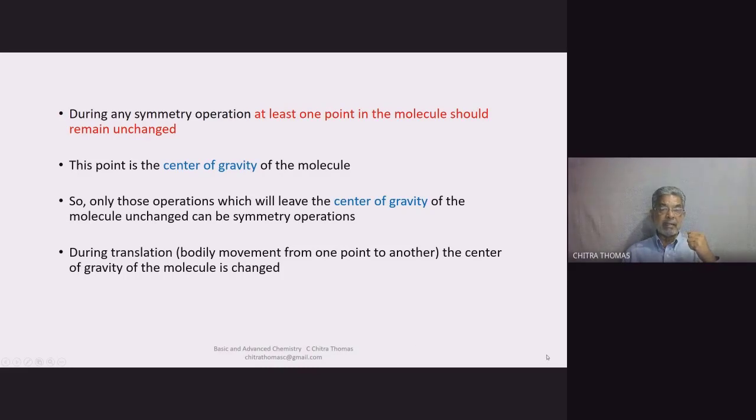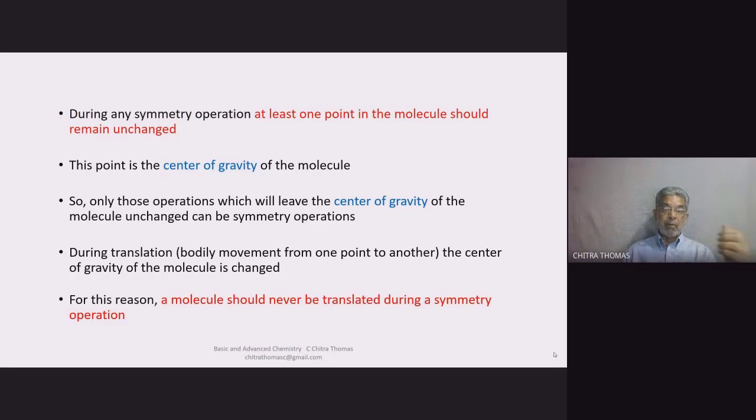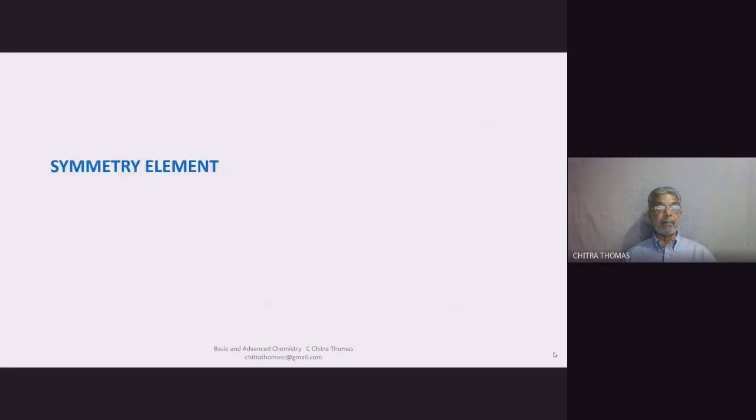During translation, there is a bodily movement from one point to another. The center of gravity of the molecule is changed. So the conclusion is the molecule should never be translated during symmetry operation. In other words, the translation can never be a symmetry operation. A rotation can be a symmetry operation, reflection can be a symmetry operation, inversion can be a symmetry operation, but translation can never be a symmetry operation.